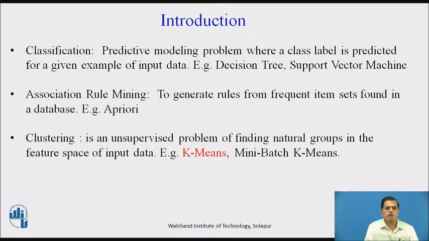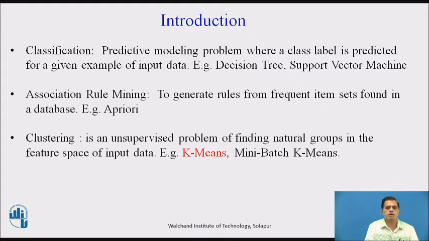Second, association rule mining. We use association rule mining when we have a large data set in which we frequently observe or count itemsets found in the database. To do this, we use the Apriori algorithm, which is the best algorithm to generate rules from the frequent itemsets found in the database.